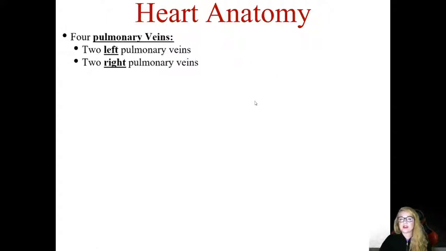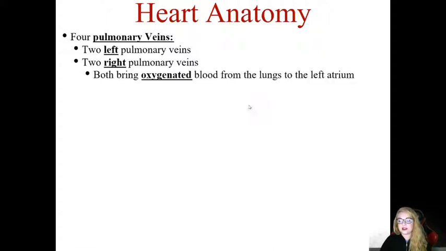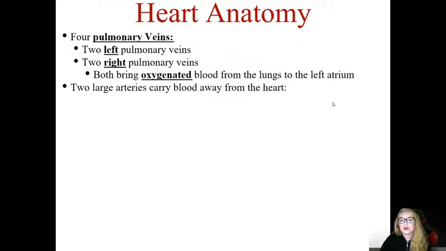Okay, so what they do is they are going to take the oxygenated blood from the lungs and bring it to the left atrium. Okay, then you have additionally two large arteries that carry blood away from the heart. Again, remember, veins bring blood to the heart, while arteries bring blood away.